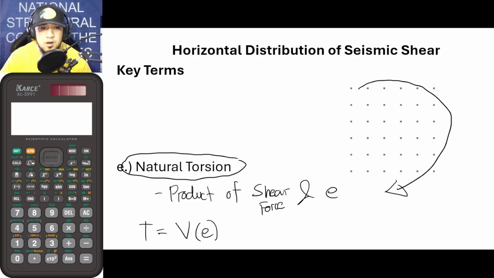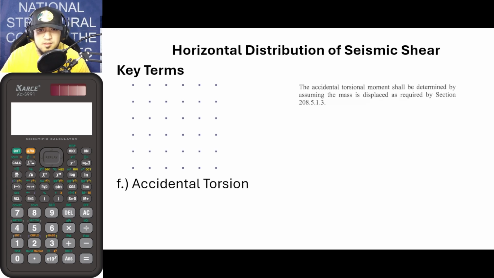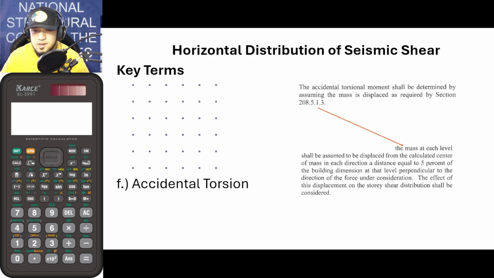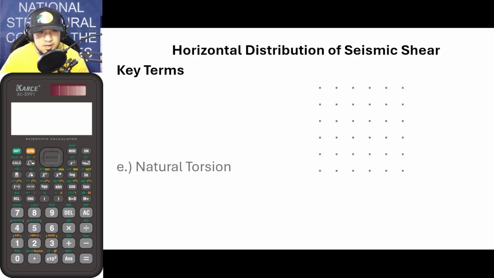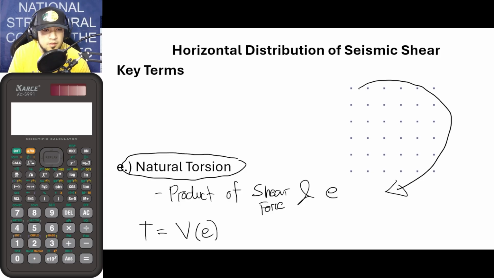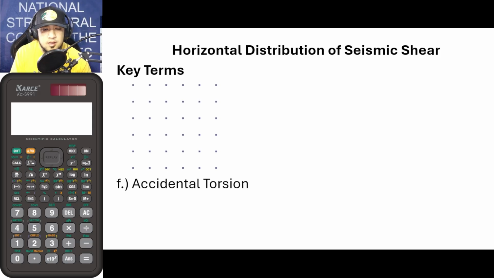Next up, we now have this term which we call accidental torsion, and for starters, guys, let me just show these code provisions right here, which I will not read any longer. Rather, I will just explain what they mean. So, when we say accidental torsion, what is the difference between accidental torsion and natural torsion? Again, our natural torsion is basically equal to shear times eccentricity. But what about accidental torsion?